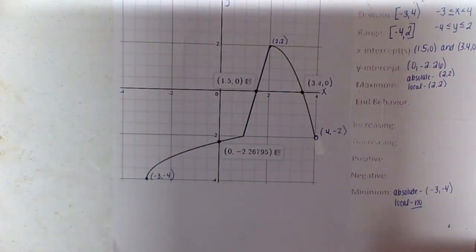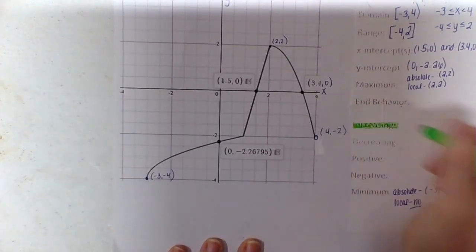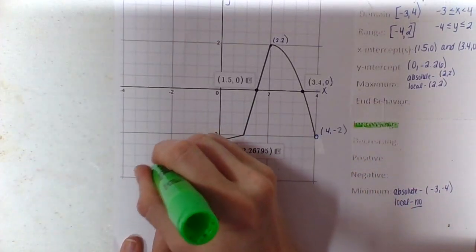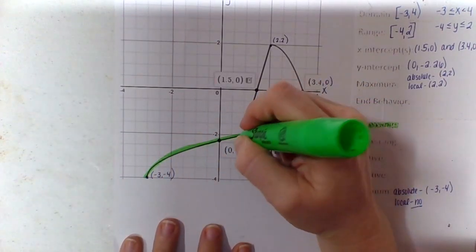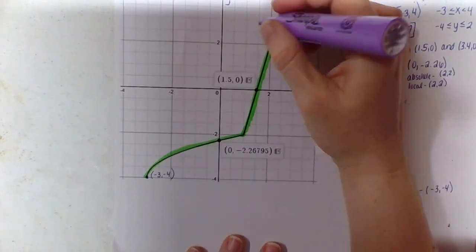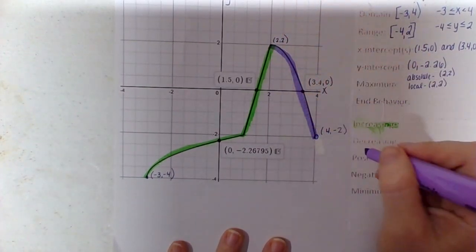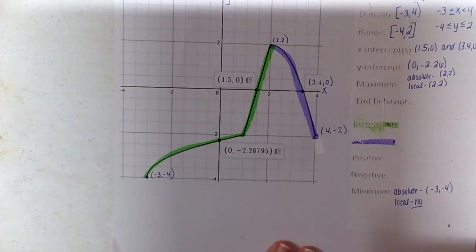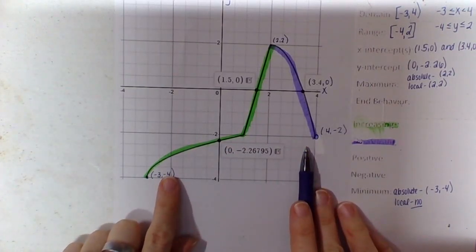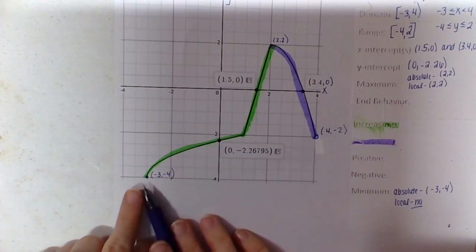So just like we did with the previous one, I want to highlight everywhere that I am increasing first. So everywhere I have a positive slope. So everywhere I'm going uphill, and then everywhere I'm going downhill for decreasing. And then we're going to represent those regions. I only have one for each this time. It's not as complicated as the last one.